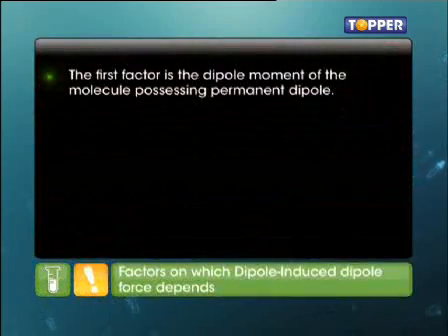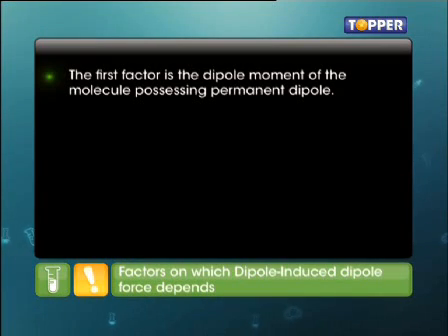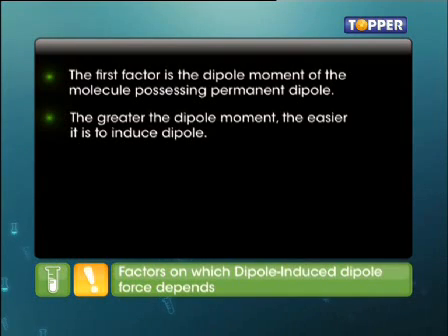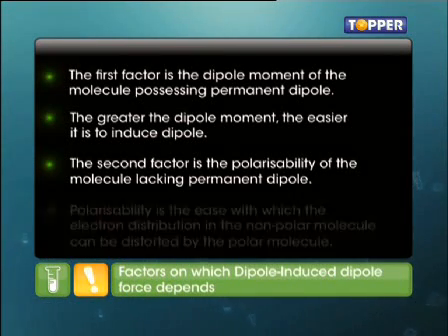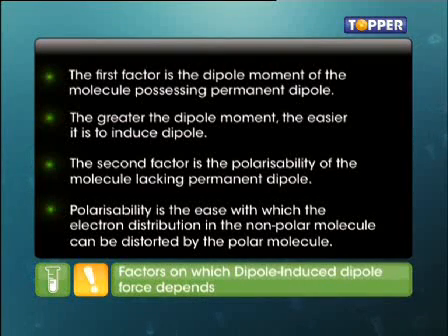Now the question arises, can dipole be induced in all molecules with the same ease? No, because this phenomenon depends on two factors. The first factor is the dipole moment of the molecule possessing permanent dipole. The greater the dipole moment, the easier it is to induce dipole. The second factor is the polarizability of the molecule lacking permanent dipole. Polarizability is the ease with which the electron distribution in the nonpolar molecule can be distorted by the polar molecule.